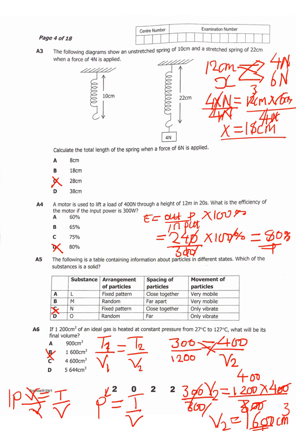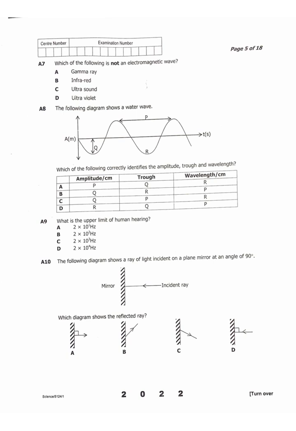Okay, so now let's move on to question 7. Which of the following is not an electromagnetic wave? Gamma ray is an electromagnetic wave. Infrared, it is electromagnetic. Ultrasound, no. So the answer is C. Ultrasound is not an electromagnetic wave, or we can just say sound is not an electromagnetic wave, because sound is longitudinal, while all electromagnetic waves are transverse waves in nature.